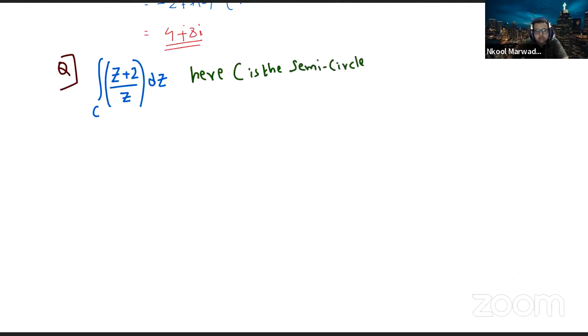That is, z is equal to 2e^(iθ), and it's also given that theta varies from 0 to pi.